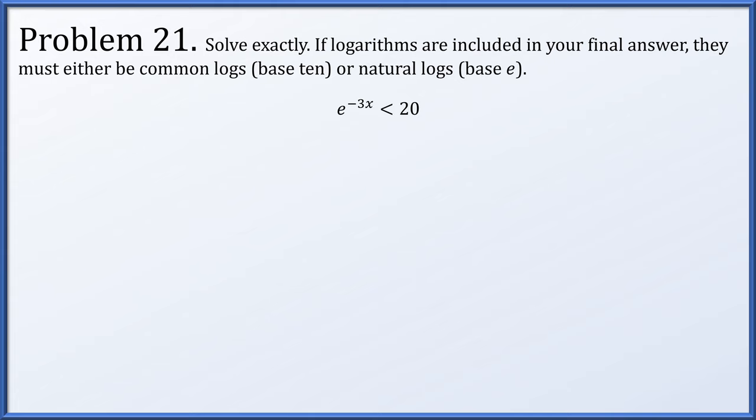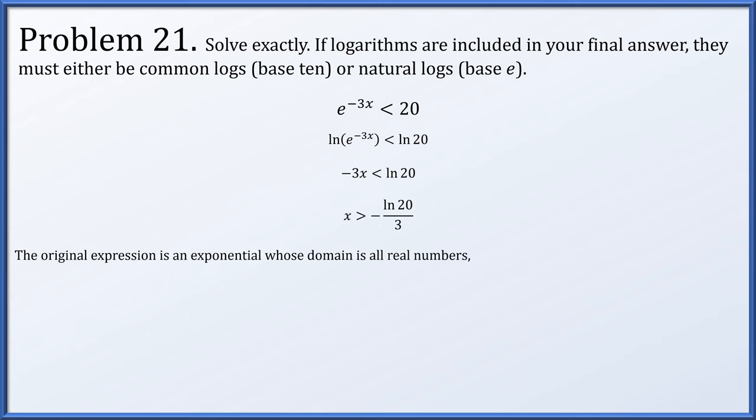So since logs of base larger than 1 are increasing functions, we can apply them to inequalities without worrying about flipping. So I'm going to take a natural log of both sides, because then I'll have a natural log of e to the minus 3x on the left, which is just minus 3x. So minus 3x is less than the natural log of 20. We can divide both sides by negative 3, reversing the inequality. X should be larger than negative log 20 over 3.